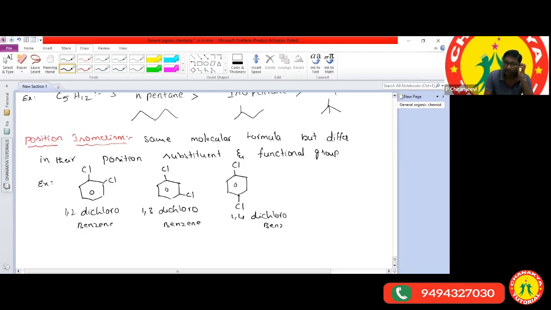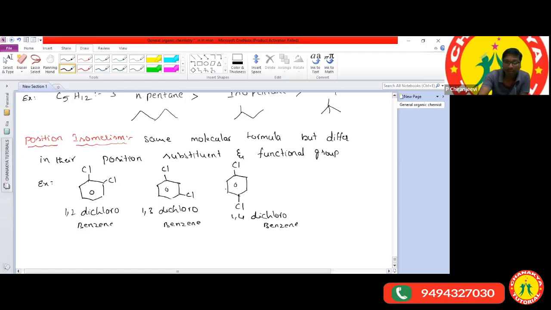What you observed is that all have the same molecular formula but differ in the position of the substituent. Two chlorine atoms are there. In the first structure, the chlorine atoms are present at the 1 and 2 positions. In the second structure, at the 1 and 3 positions. In the third structure, at the 1 and 4 positions. So all these are positional isomers, having the same molecular formula but differing in position.